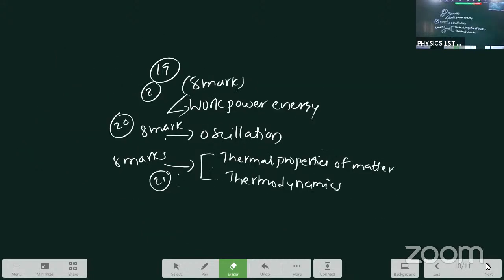One more question I will give, a conceptual question. The first 8 marks means these three. I'm giving a clear-cut explanation, student. These are the 8 marks.